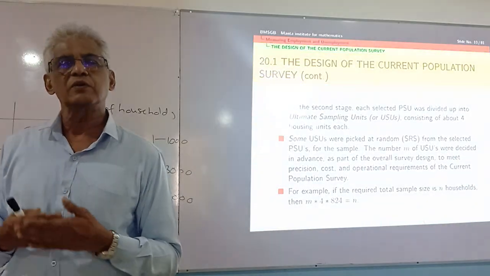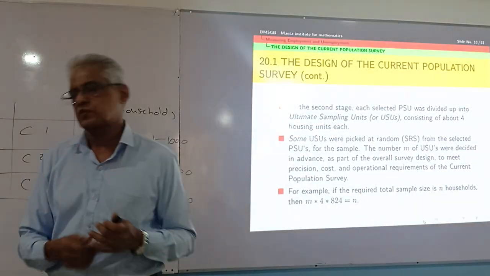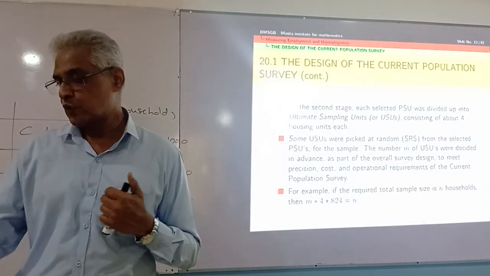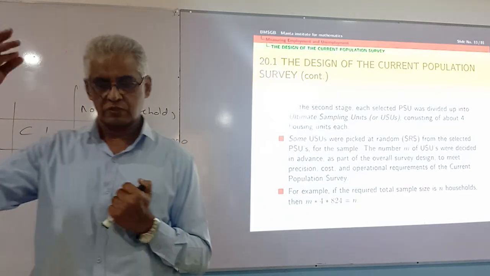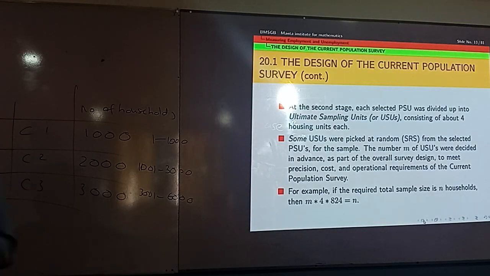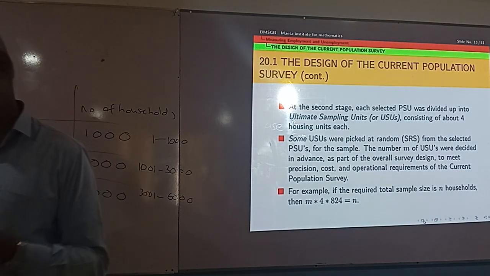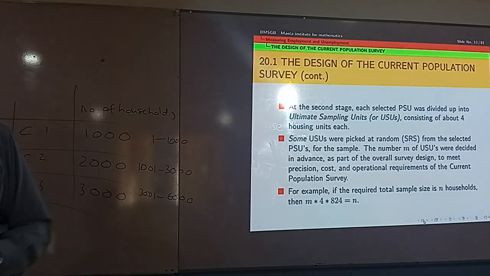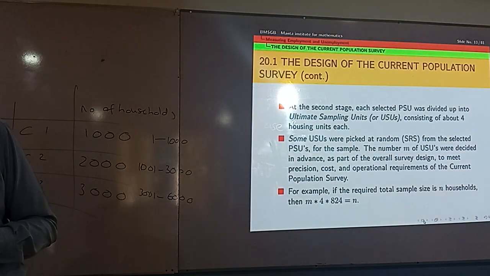So n has to be equal to, if the number of ultimate sampling units from each PSU is m, m times 4 times 824, because of the number of households. Thereby you can find m is equal to n divided by 4 times 824. So roughly we have an idea about how many households we should select from each PSU.